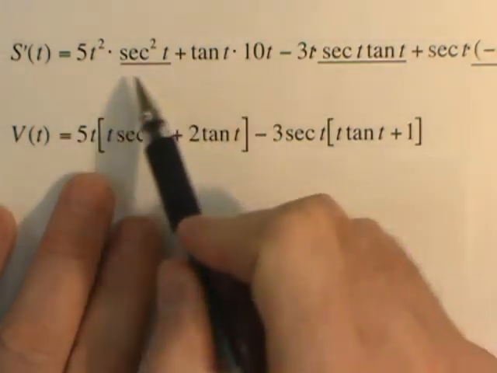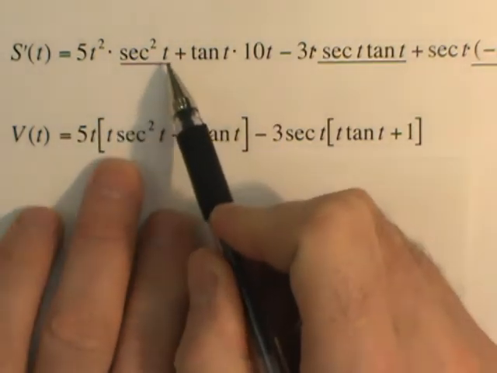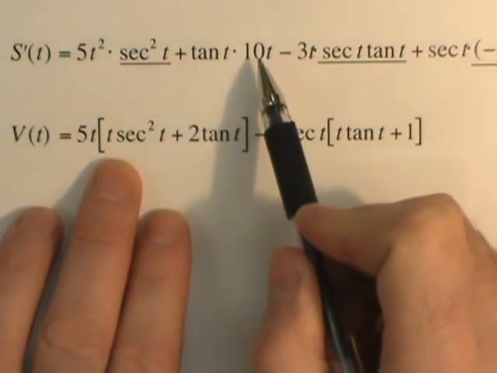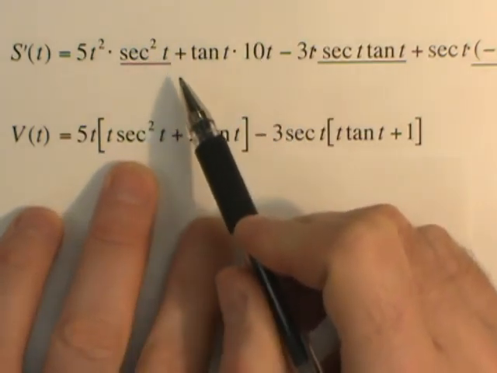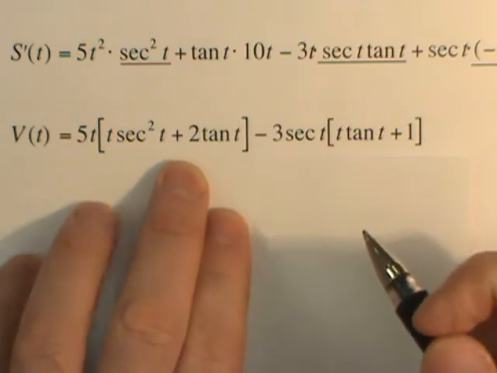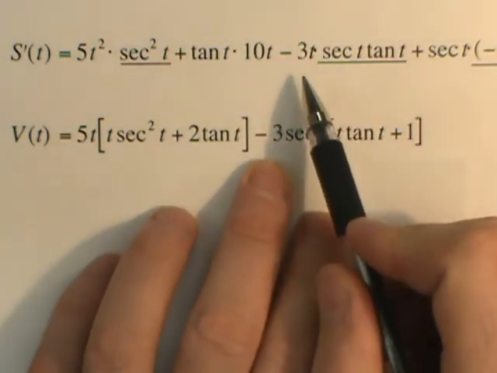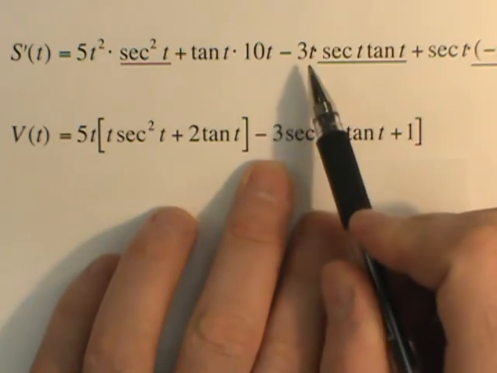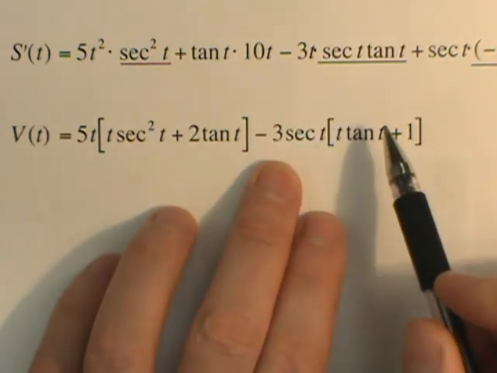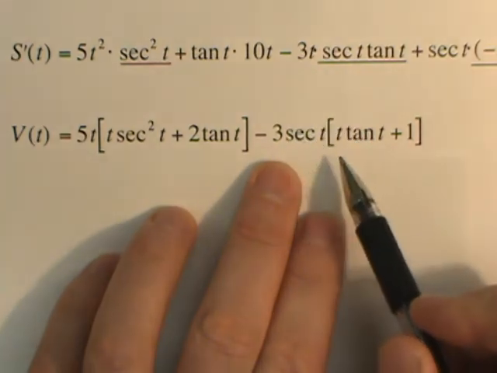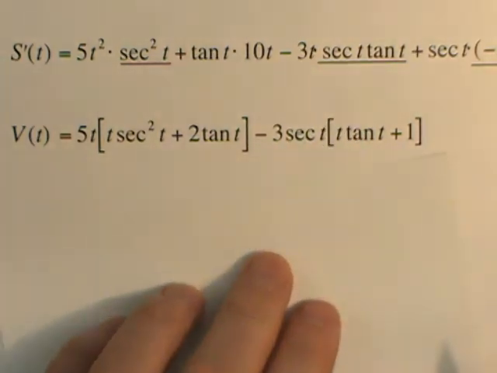actually this is just from the first part. I pull 5t out. This would leave me with t secant squared t plus 2 tangent t. And then from the second part, I was able to pull out a -3 secant t. As I pulled out -3 secant t, it left me with t tangent t plus 1.